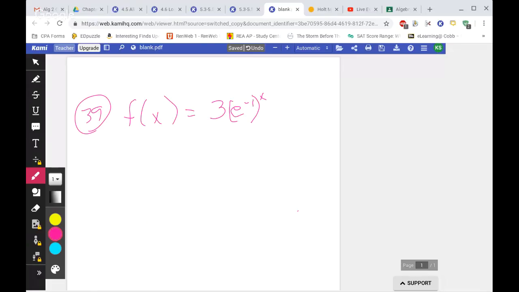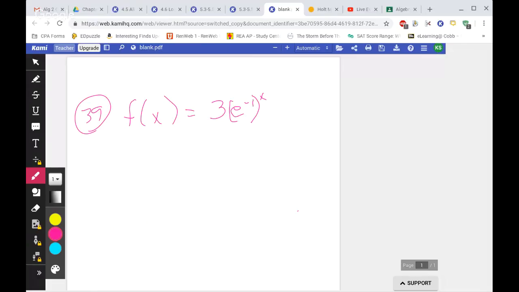Because you can tell immediately if it's negative, it's going to be a decay. But I want you to know that you can break that out and just do e to the negative 1. And if you get a decimal, it's decay. Does that make sense? So I say, what do you mean if it's a decimal?